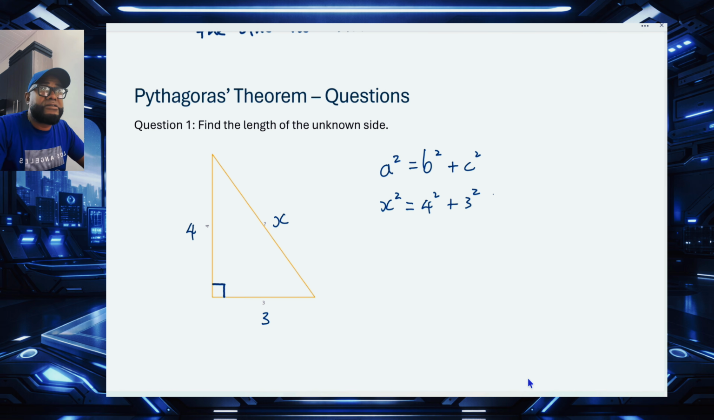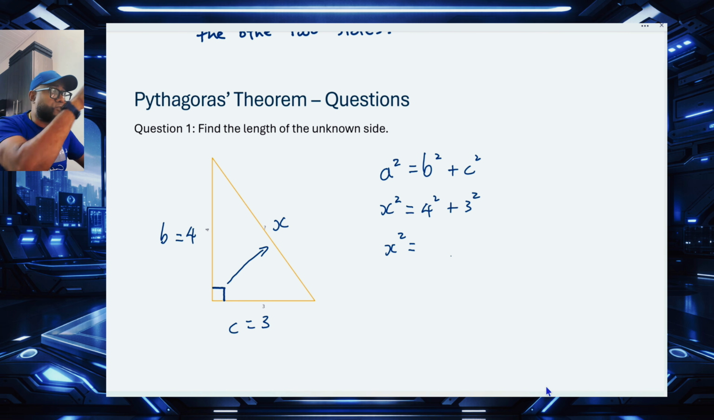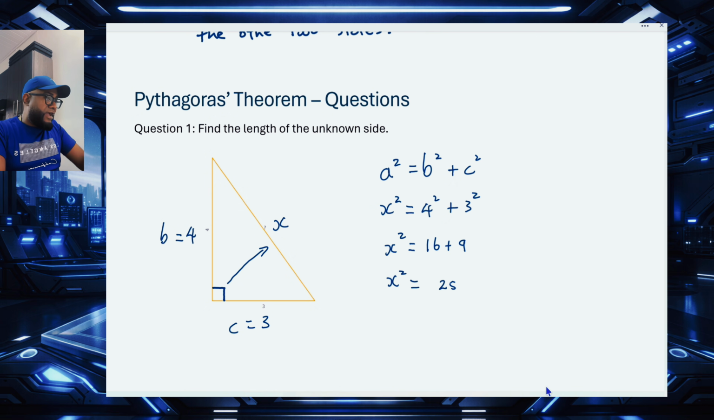Who is lost? Because someone is looking lost. Alejandro, do you understand what's going on here? 4 squared plus 3 squared: 16 plus 9. Proper. 4 squared is 16, not 8. 3 squared is 9. Let me put that in the next line. 16 plus 9, x squared will be equal to 25.